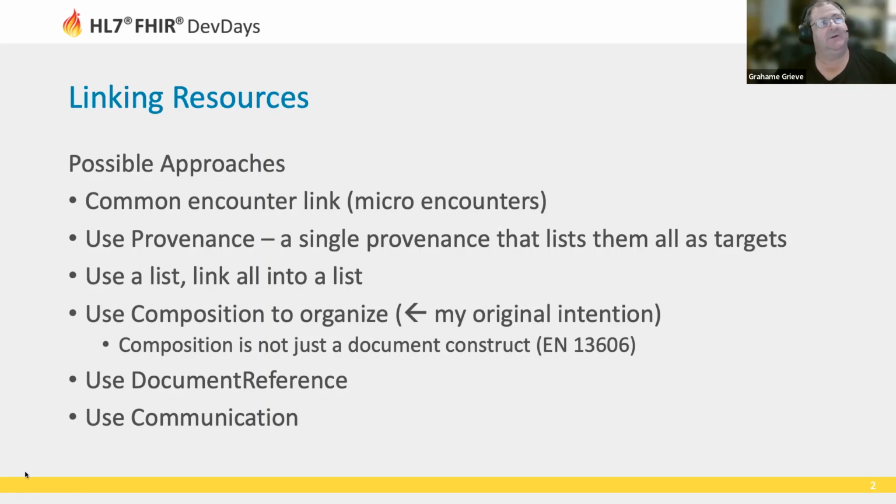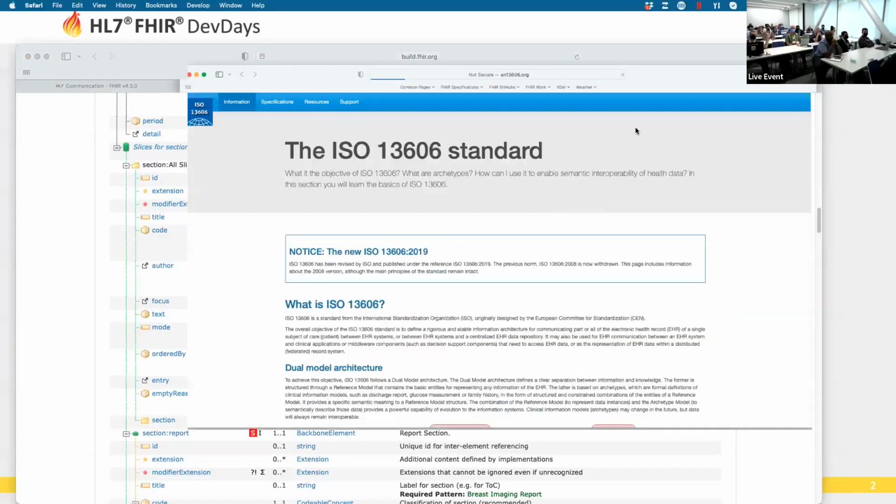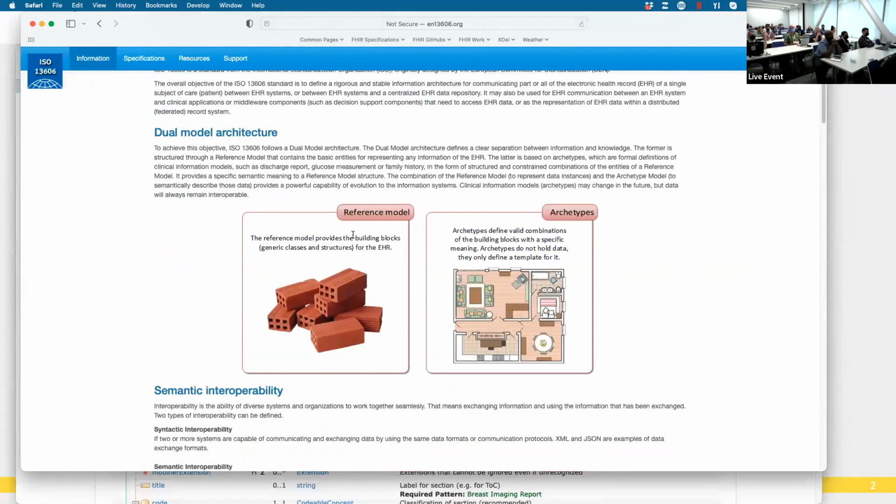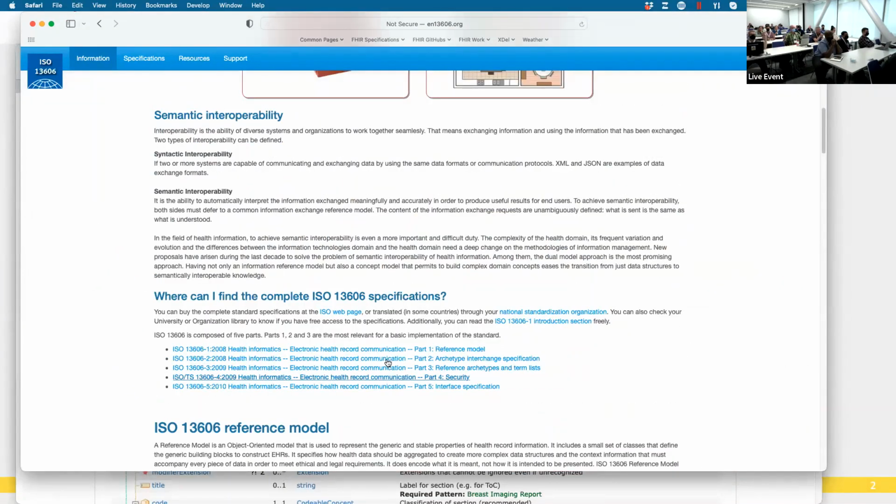Well, see if I can find it quickly. 13606 definition of composition, and to understand exactly how they think it's used. It's really worth reading anyway, 13606. I think you can download it for free, although, is it the ISO standard? Yeah. I don't have free copies.